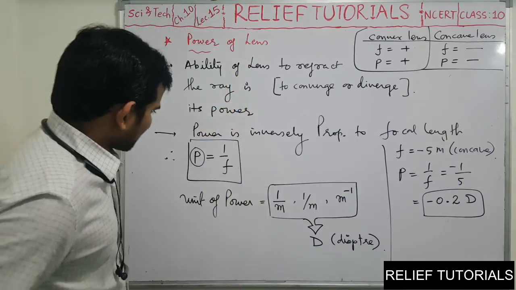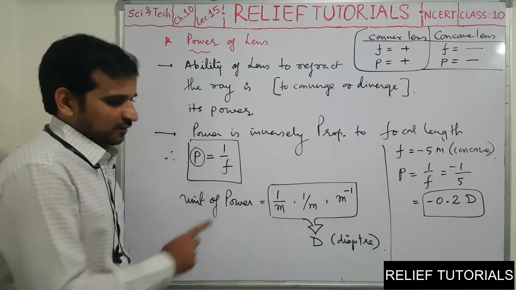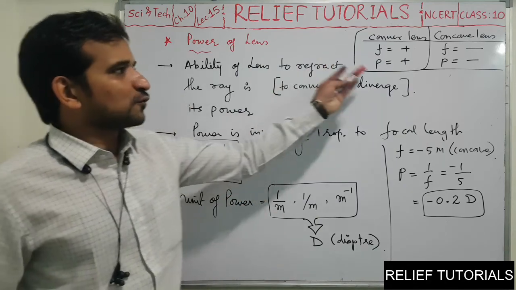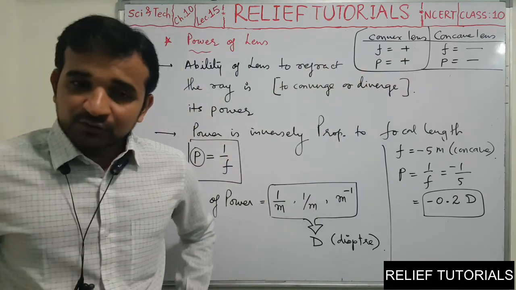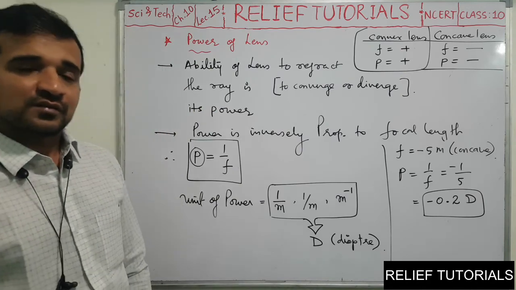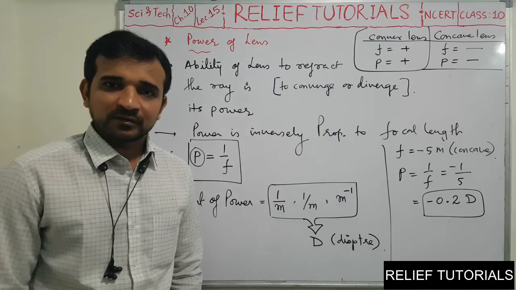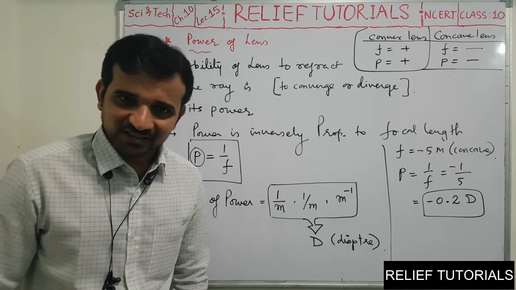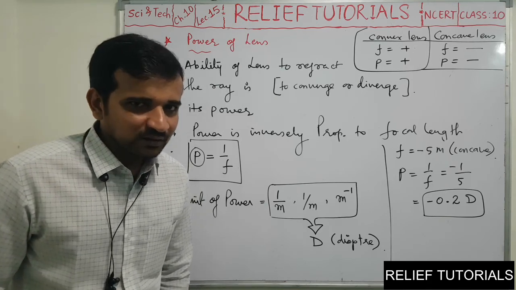So we have the formula of power, P is equal to 1 by F. The unit is diopter, and these are the 2 kinds of power. So that's all for the theory part of this chapter. We will solve some relevant numericals in the next lecture, and that will be the end of the chapter.